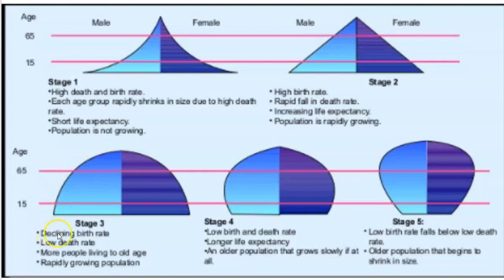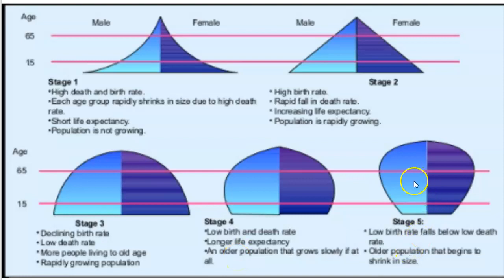Once you move into a stage 3, you're going to see it not be so steep a slope here. You've got a declining birth rate, a low death rate, more people living to old age, and a rapidly growing population. Where you look at stage 4, you're going to see it curve here. So in that sense, you see a low birth rate and death rate, longer life expectancy, and an older population that grows slowly, if at all.